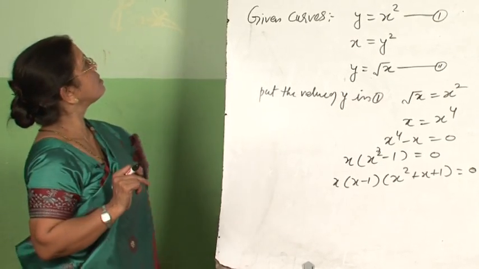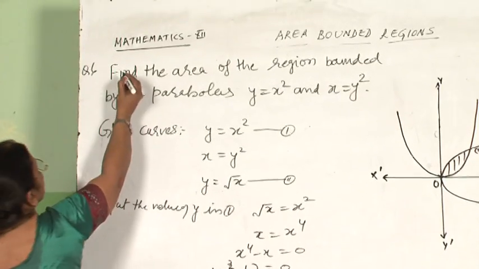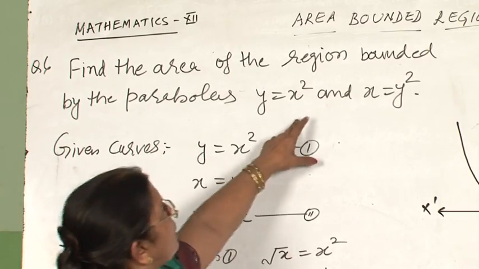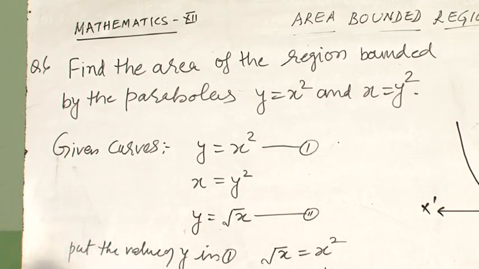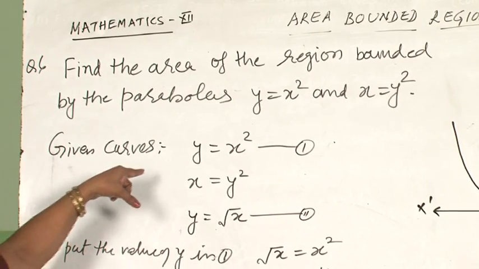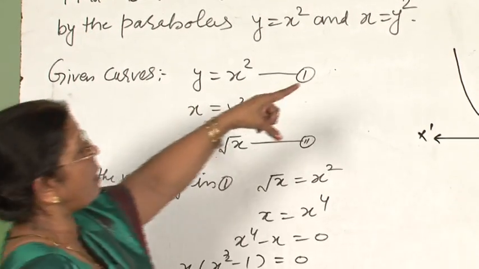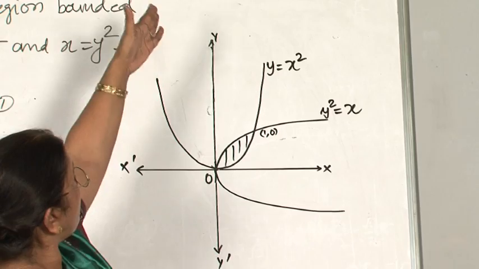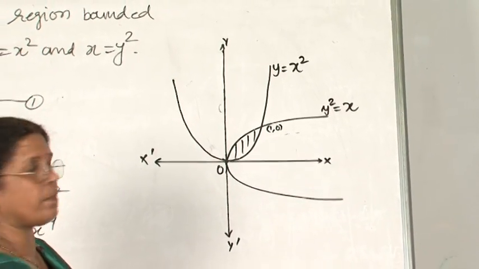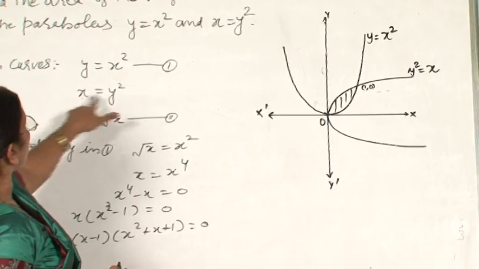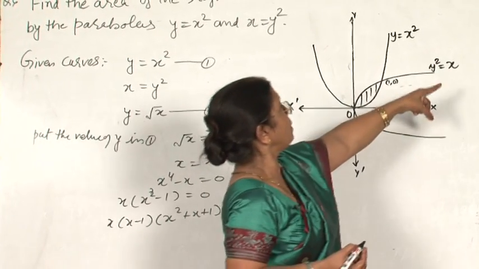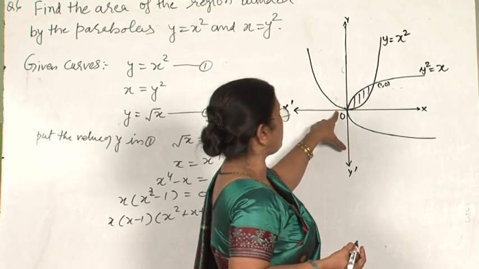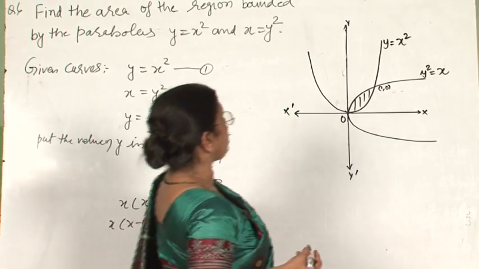Now the question is: find the area of the region bounded by the parabolas y is equal to x square and x is equal to y square. Now y is equal to x square is an upward parabola, the vertex is at the origin and the y axis is the axis of symmetry. x is equal to y square is a parabola towards the positive direction of the x axis, the vertex is at the origin and the x axis is the axis of symmetry.